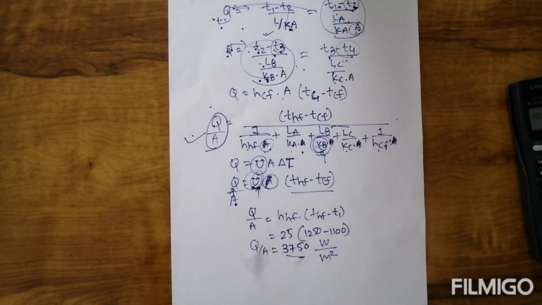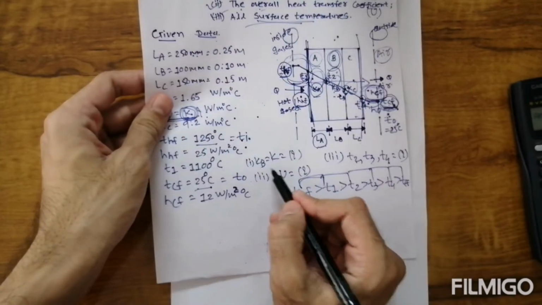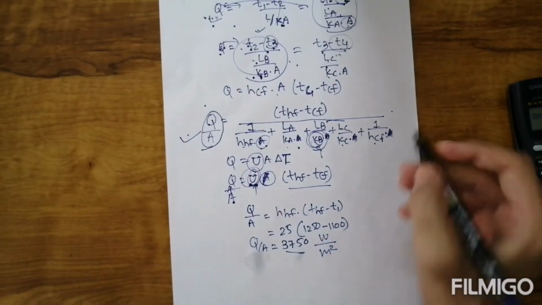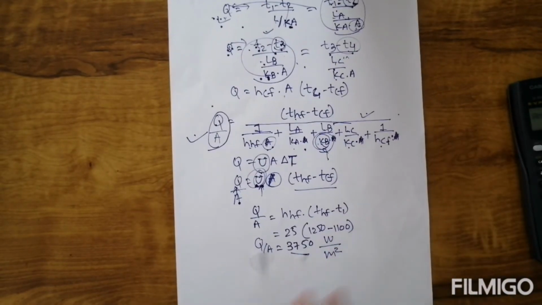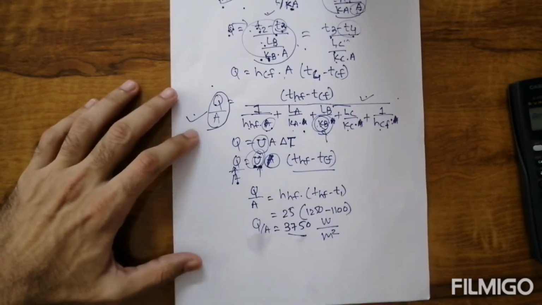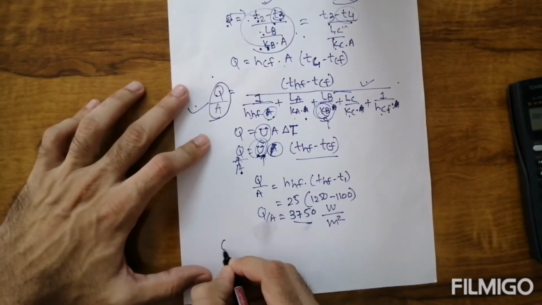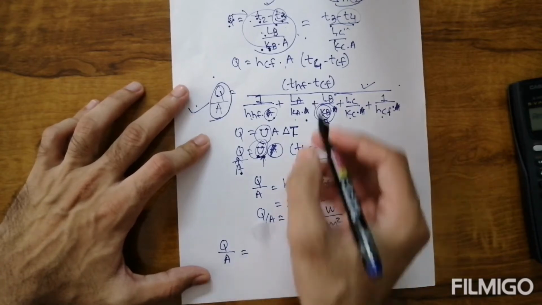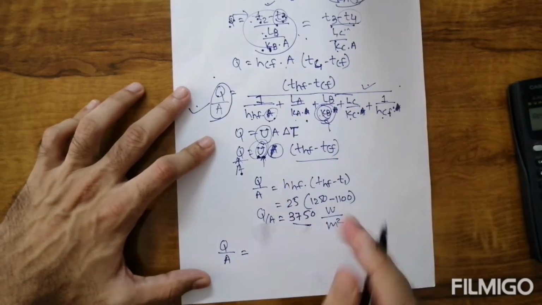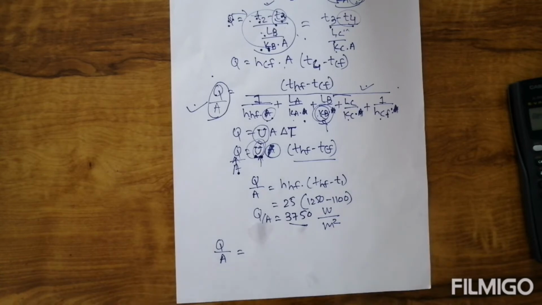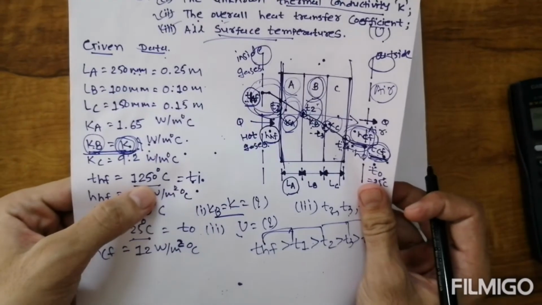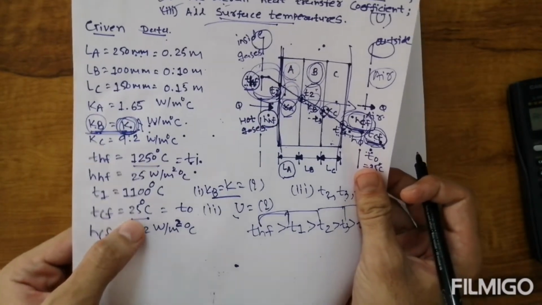Now our target is what? To first find out the KB. How can we find KB? We use that equation and we can find out the value of KB. So now we consider the first equation. First of all, Q by A is there, and the equation has THF minus TCF. What will be THF? THF value is 1250 and TCF is 25 degrees Celsius.